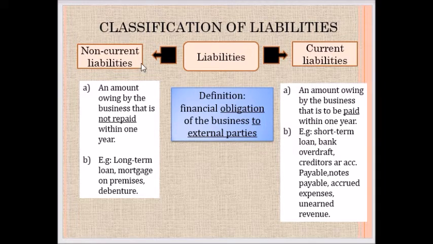For non-current liability, it's an amount owed by the business that is not repaid within 1 year. So it's a debt that the business has to pay over a period longer than a year. Usually the amount will be huge. For example, long-term loans, mortgage, or debenture.